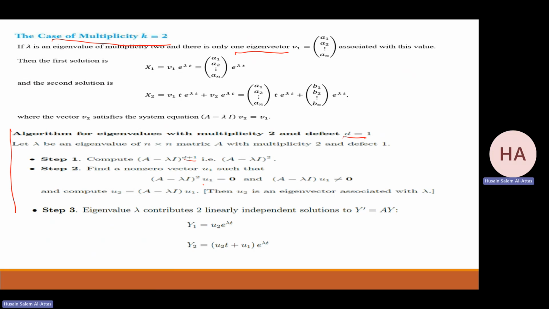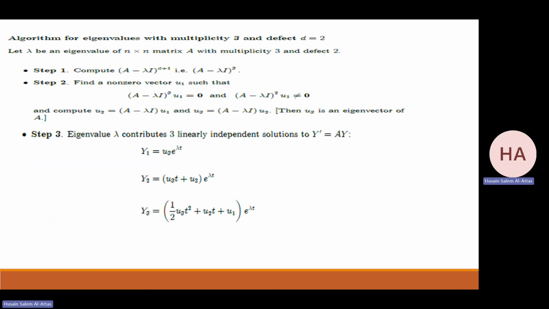And I try to find a non-zero vector U1, choose one, so that (A minus lambda I) squared times U1 is 0, but (A minus lambda I) times U1 is not equal to 0. You find U1, you get U2. This is the form. Then we have the case of multiplicity 3, and defect d equal to 2.